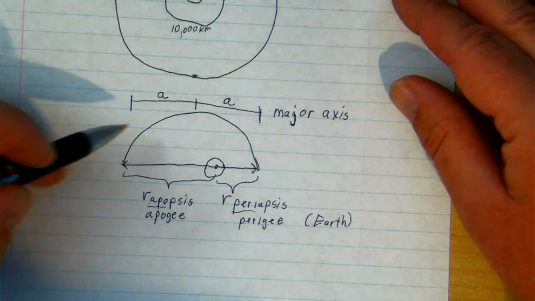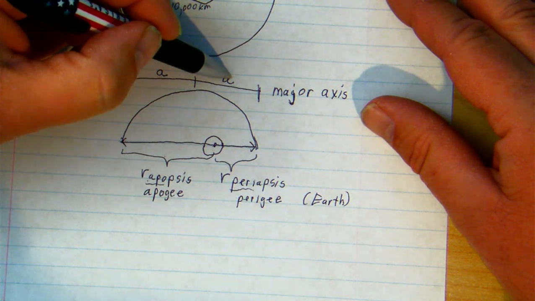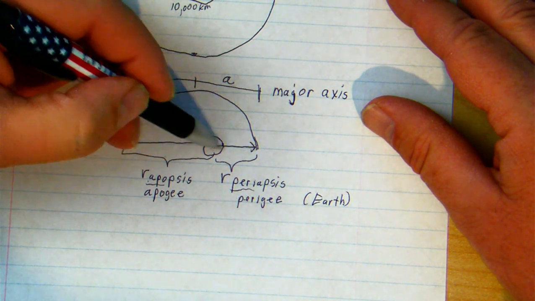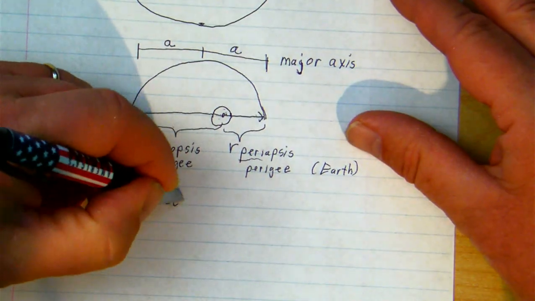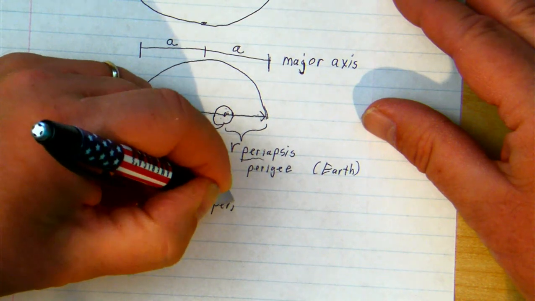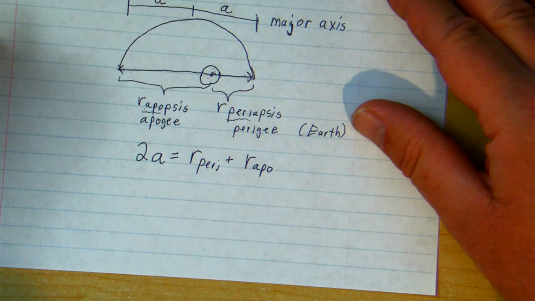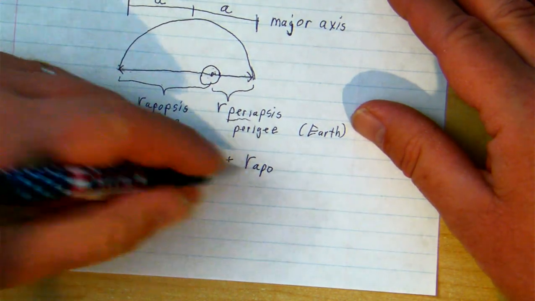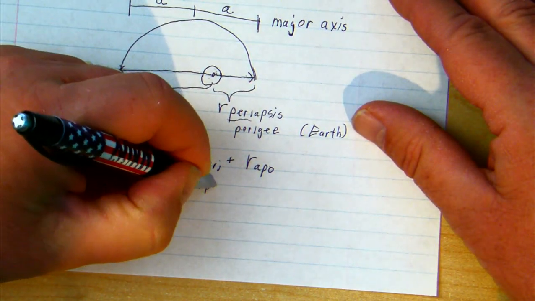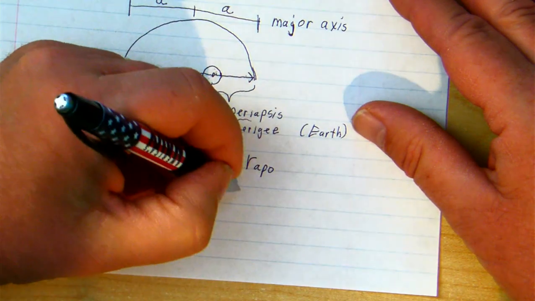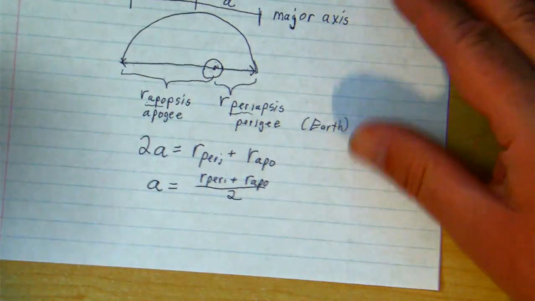Okay, so how do we get the value of the semi-major axis? Well, 2 times a is equal to the periapsis distance plus the apoapsis distance. 2a equals our peri plus our apo. Well, I can solve for a by dividing both sides by 2. So the semi-major axis is the periapsis radius plus the apoapsis radius, divided by 2.